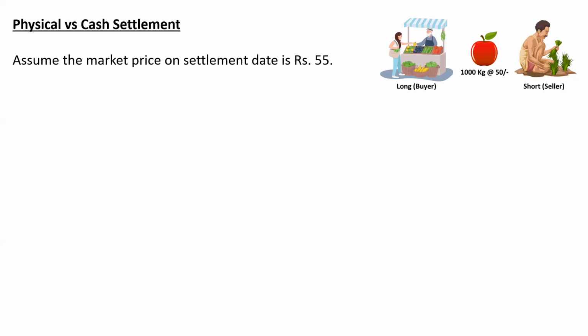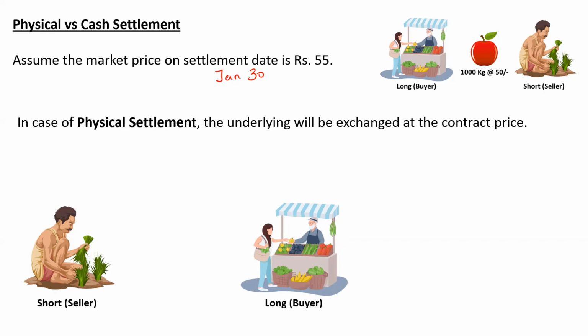Let us understand physical settlement versus cash settlement. For this topic, we are going to assume that the price on the settlement date, let's say January 30, is 55. In case of physical settlement, the farmer will deliver the apples and he is going to receive 50, which is the agreed upon price, multiplied by 1000, or in short, 50,000 rupees from the wholesaler.